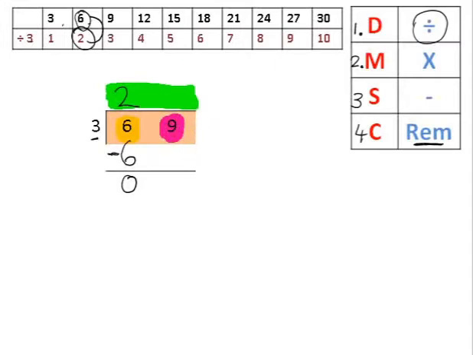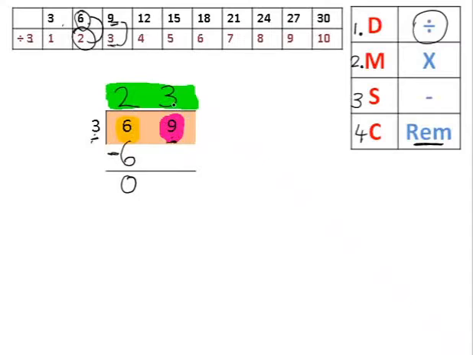Now we are going to start the steps all over again. We start the division, multiplication, subtraction, and carrying steps again, and this time we do it with the digit 9. We ask ourselves, what is 9 divided by 3? 9 divided by 3 is 3. And 3 times 3 is 9.